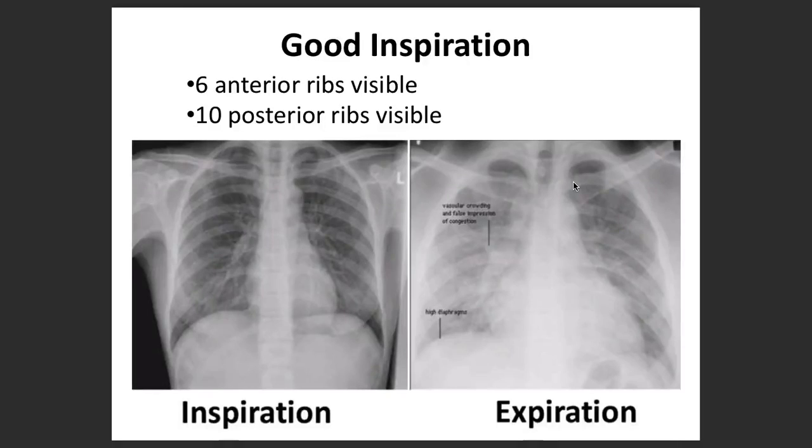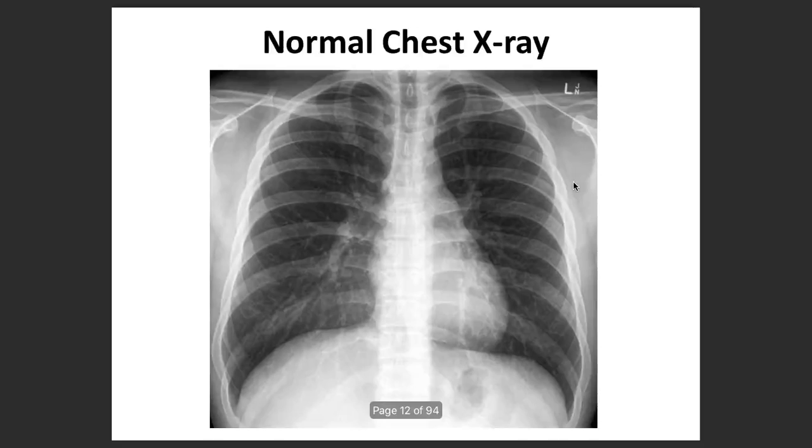So about good inspiration, if you are able to see 6 anterior ribs and 10 posterior ribs, this is a good inspiration film. Otherwise, if it is an expiration film, you may get some false impressions about congestion, or the diaphragm may appear slightly higher as well. A lot of times, especially when we are doing cryoballoon ablation in patients, it can give a false picture.